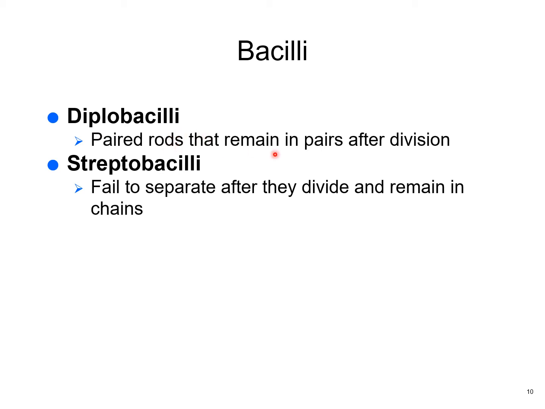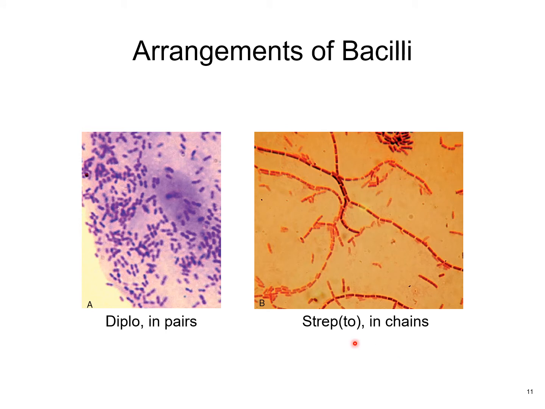Diplobacilli are paired rods that remain in pairs after division. And streptobacilli, they stay in chains. Bacilli in chains. It sounds like a heavy metal band. And here we actually have some streptobacilli. And here we have some diplobacilli. Just two together.